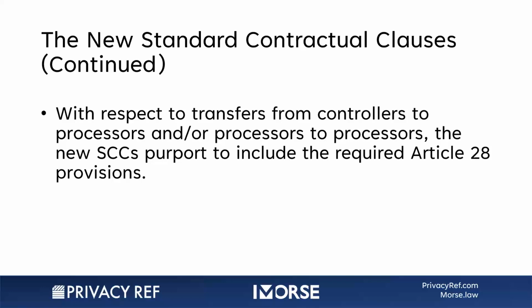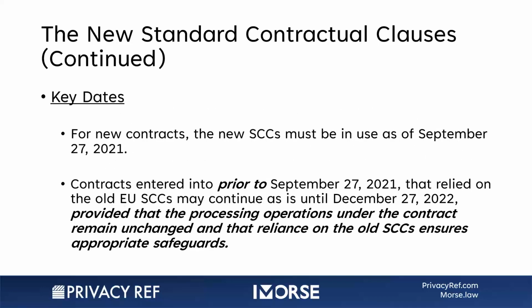So we have some dates that are relevant in that respect. If you have an existing agreement in place that was entered into, or that will have been entered into, prior to September 27th, 2021, and that contract or DPA relies on the old EU standard contractual clauses, those agreements may continue as they are until December 27, 2022. So there's essentially an 18-month grace period to amend all previously executed contracts.